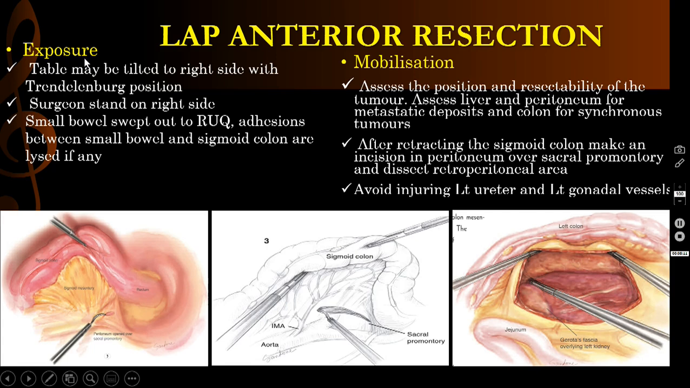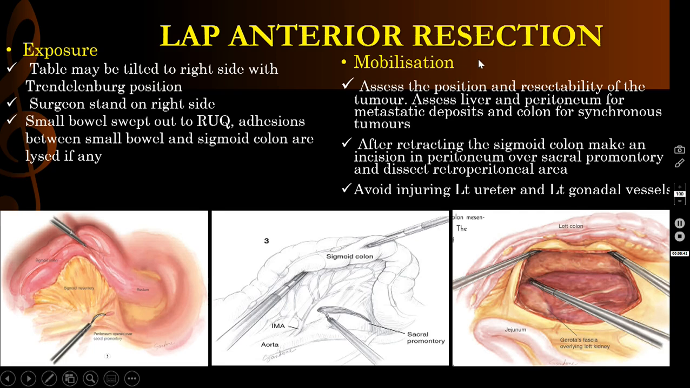After that, coming to the exposure, after creating the pneumoperitoneum and all, the table may be tilted to the right side with Trendelenburg position. Surgeon standing on the right side. By putting the patient in this position, the small bowel will be swept out to the right upper quadrant. If there are any adhesions between the small bowel and sigmoid colon, they should be lysed.